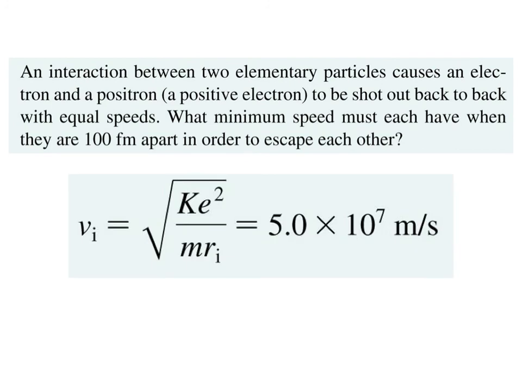If you grind out the numbers, you find that it's 5 times 10 to the 7 meters per second, which is crazy fast, right? That's like 1/15th the speed of light or something like that, because they were pretty close. They must be going really fast to escape the very strong attraction they feel at that distance.